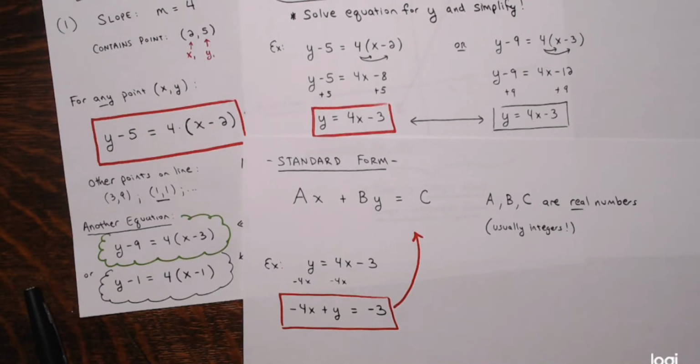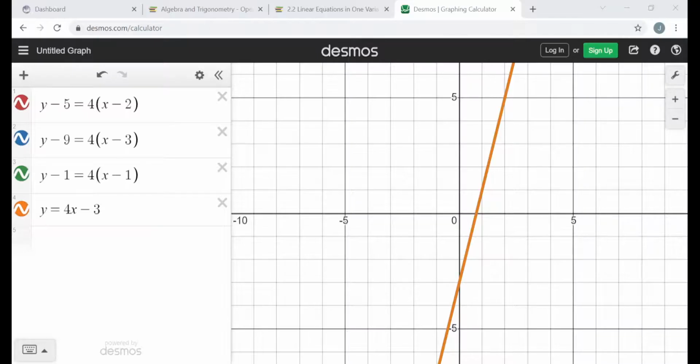Great, and once again, let me show you that this is the same equation. So we have negative 4x plus y equals negative 3, and now it's in purple, and you see it's right on top of all the other ones. It's exactly the same equation, has the exact same points on it.